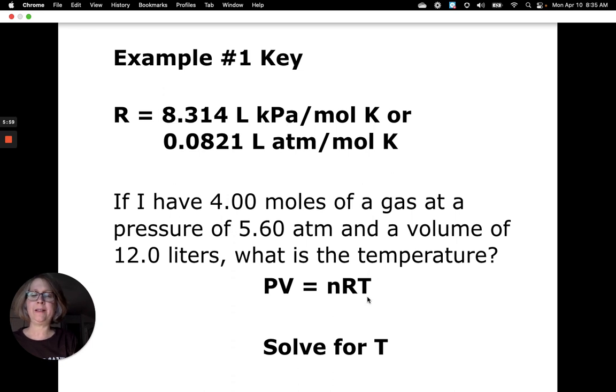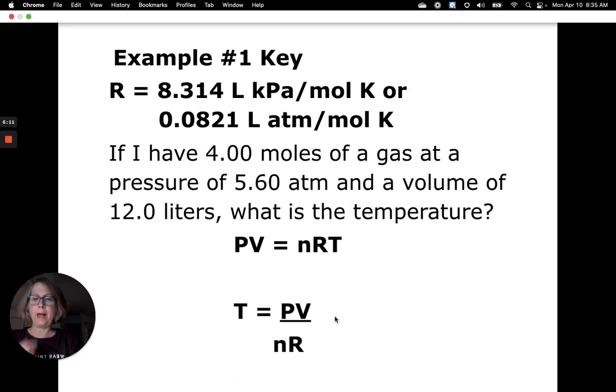So let's go ahead and set that up in abstract. How do you solve for a variable? Well, you're going to get rid of nR, so you'll divide both sides by nR, and you'll be able to cancel it on this side and isolate the T. So as you can see, if you divide both sides by nR, you're going to get T equals PV over nR. Now you've got the formula that you can plug these numbers into.